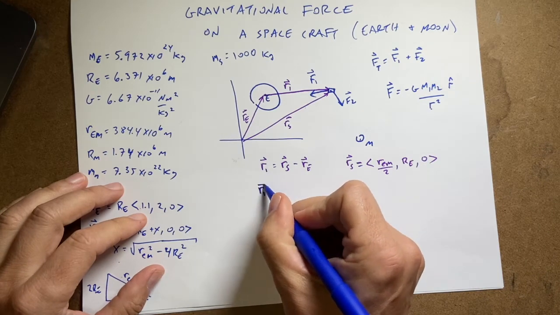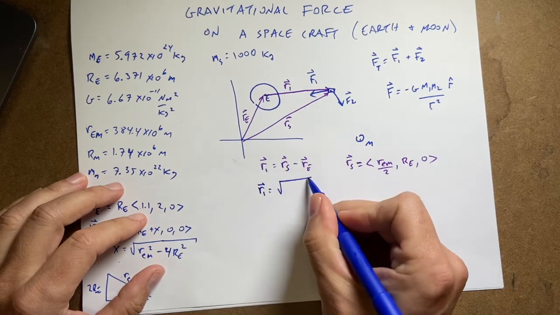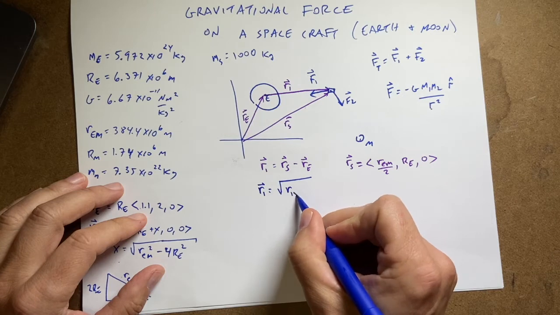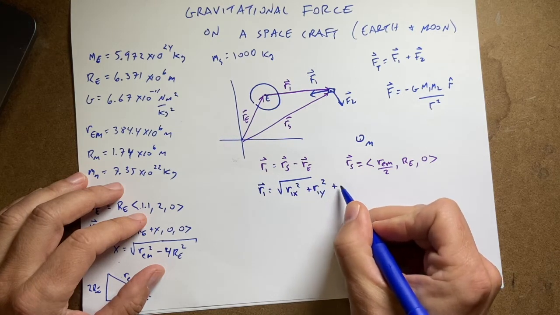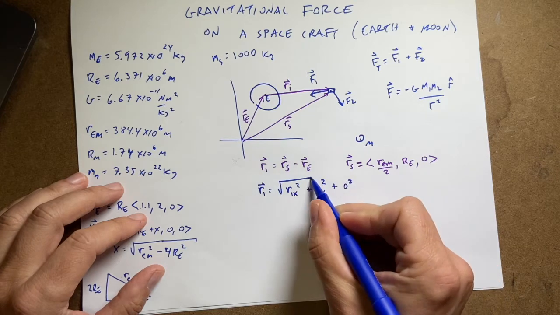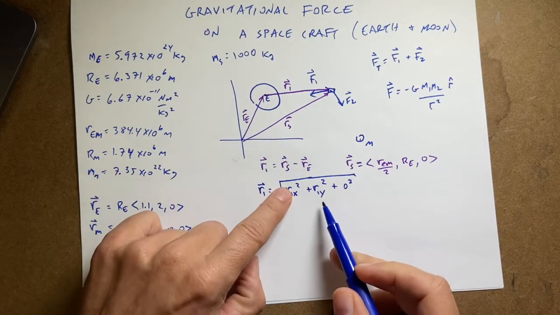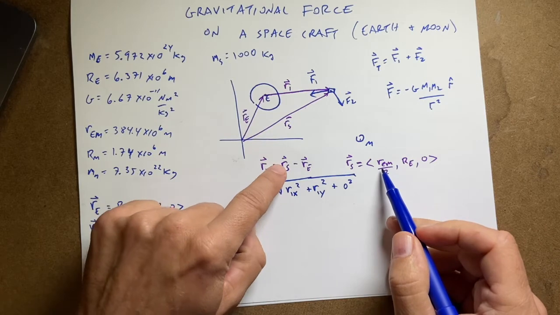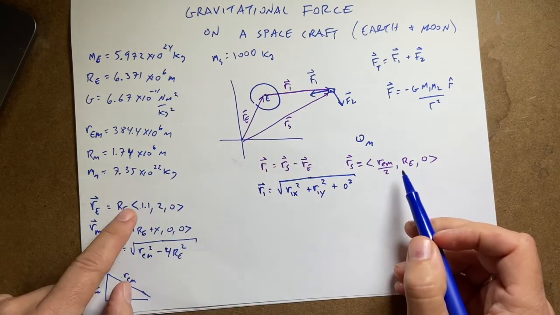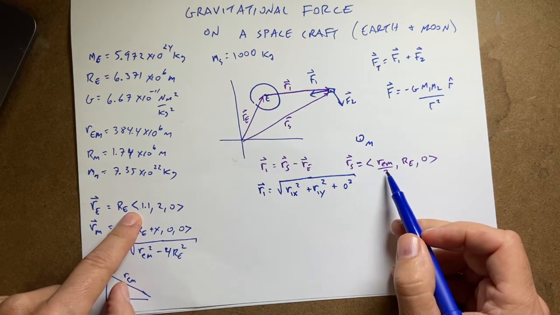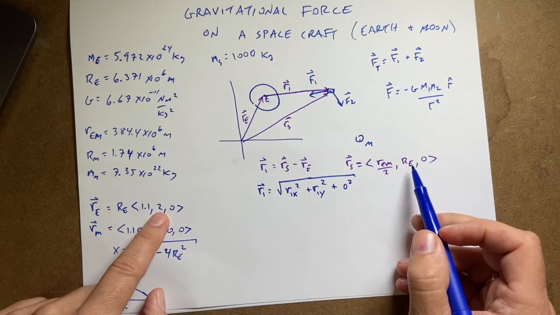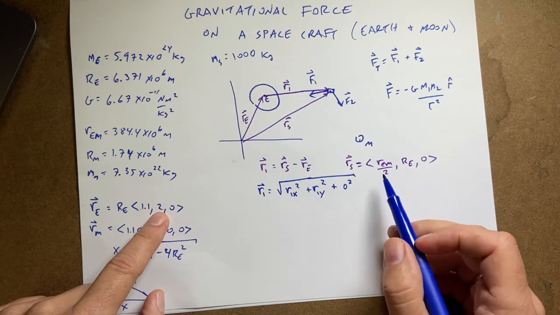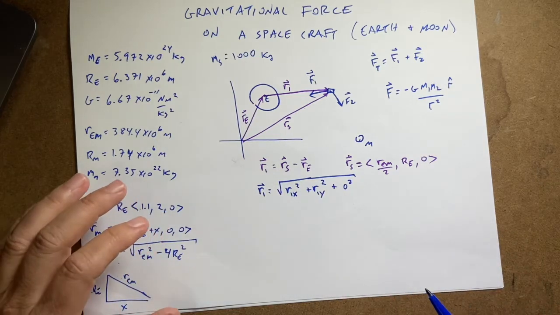So the magnitude of r1 is going to be the square root of r1x squared plus r1y squared plus 0 squared. I have no z component here. And so in this case, r1x is rs minus rex, and that'll be my x component. I'll take re minus 2re for the y component, and then square them and add them up. That way I'll find the magnitude.